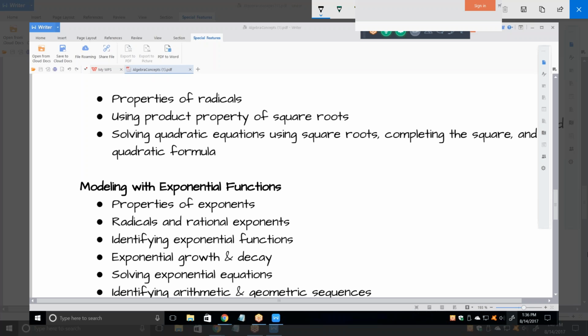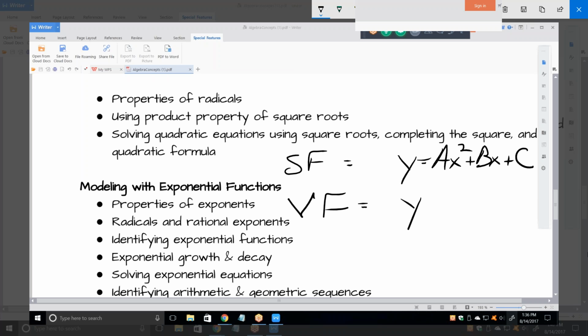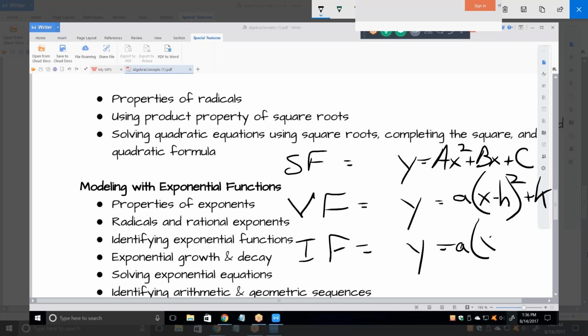Let's talk about the 3 formats for a quadratic. In order to even talk about this topic, we have to talk about the 3 formats. So here's the standard format: y equals ax squared plus bx plus c. Here is the vertex format: y equals a times (x minus h) squared plus k. And the third format is the intercept format, which is y equals a times (x minus p) times (x minus q).